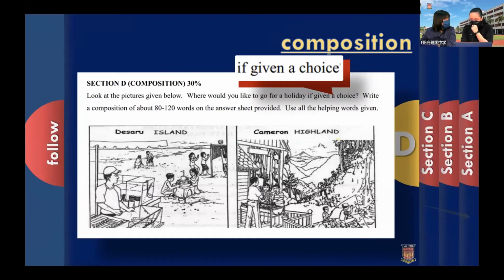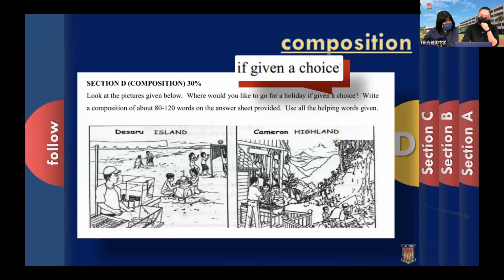If given a choice, where would you like to go for the holiday? If I were given a choice, definitely I would choose Desaru Island, compared to Cameron Highlands. What about you guys? What about the students here? Where would you like to go to? Is it Desaru Island or Cameron Highlands?